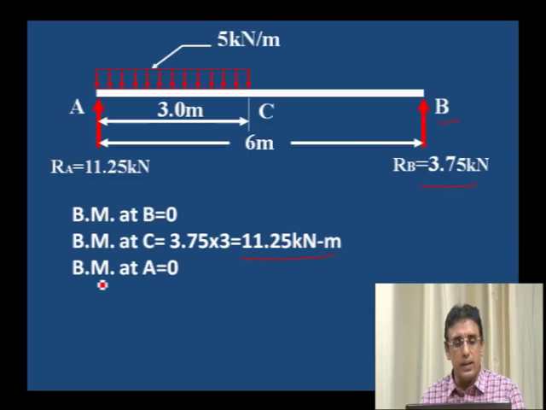Bending moment at A is 0. Bending moment at C is 11.25. Bending moment at A is equal to 0. A and B are 0, and at C we have calculated by taking moment of the RB value, because only one load is acting right of the C.